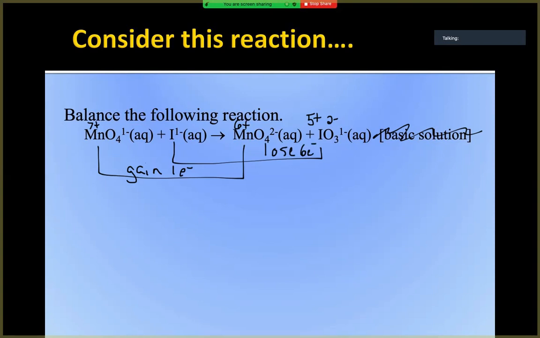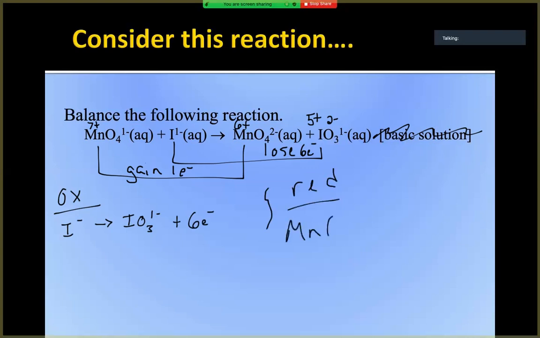So for our oxidation, we got our I- changing into our iodate ion. And to do that, we got to lose 6 electrons. On the reduction side then, got our MnO4 1-, gaining 1 electron to change into our MnO4 2-. Now we'd have to do a little work to get these balanced up.